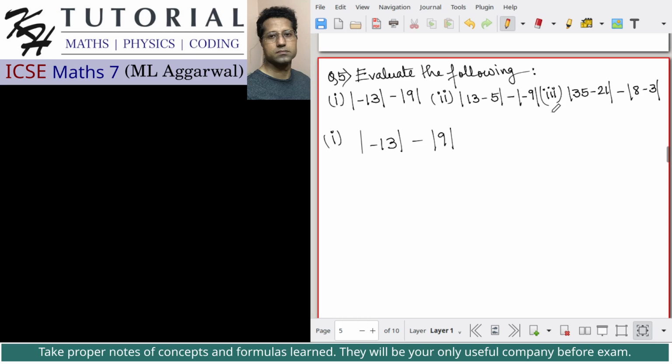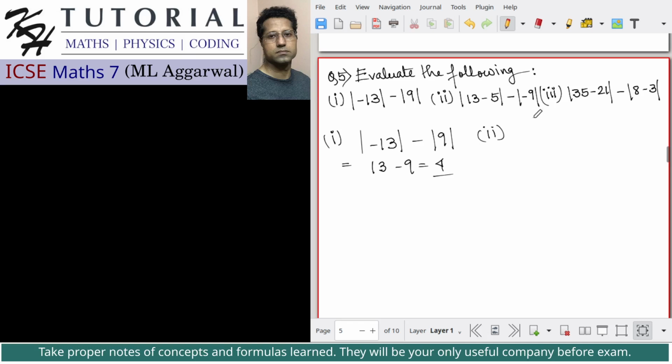To find the value of the absolute value, you have to first find or simplify, if required, the value inside the absolute operator. Now mod of minus 13 is 13, and mod or absolute value of 9 is 9. So this is 4. Okay, let's see part 2.